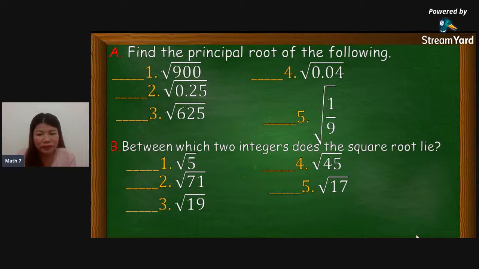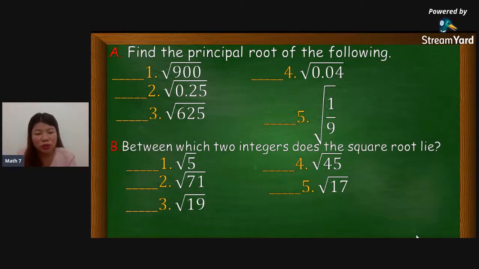Square root of 1 over 9. Parang nalilate ako ng 30 seconds. Square root of 1 over 9. Okay, very good, 1/3. Number 5 is 1/3. Okay, now let's proceed with the irrational numbers.